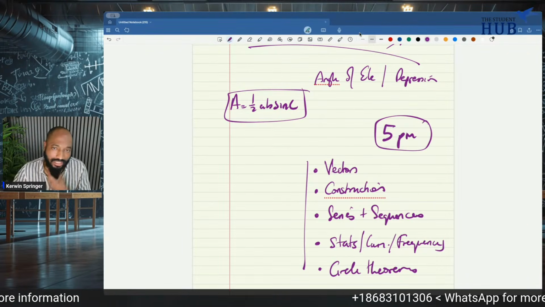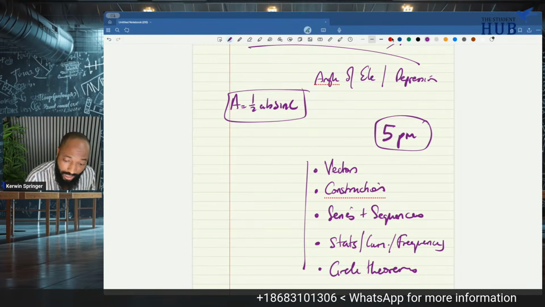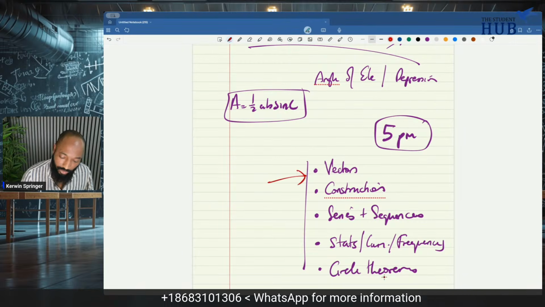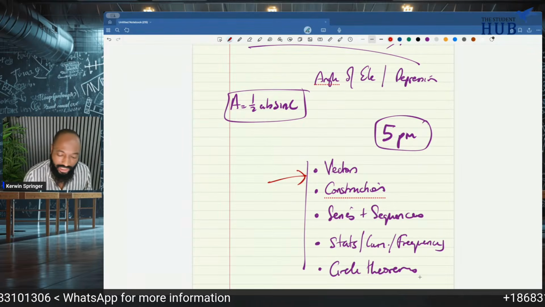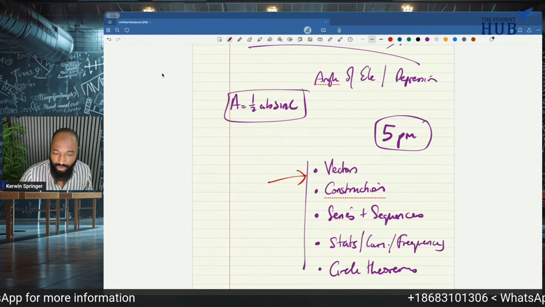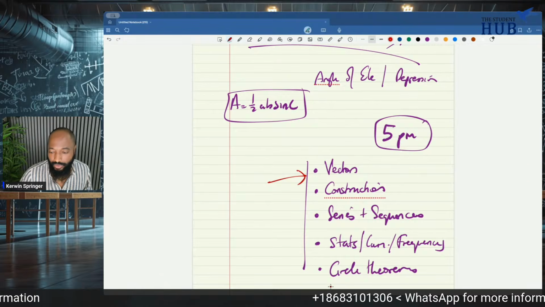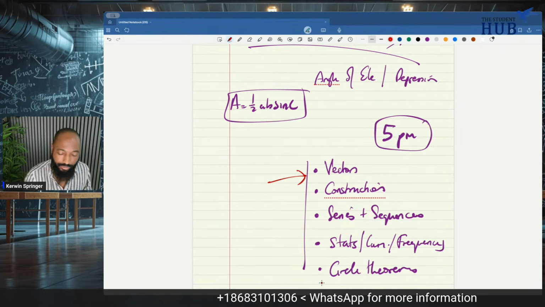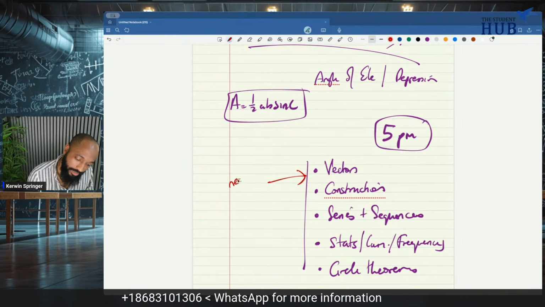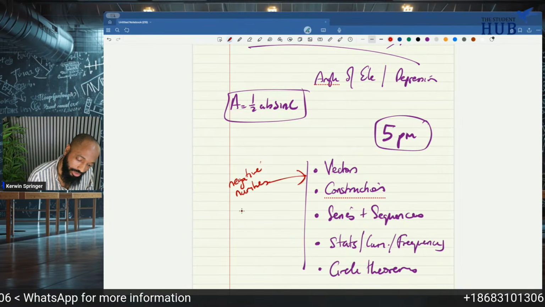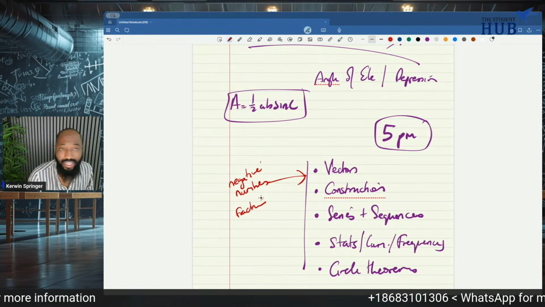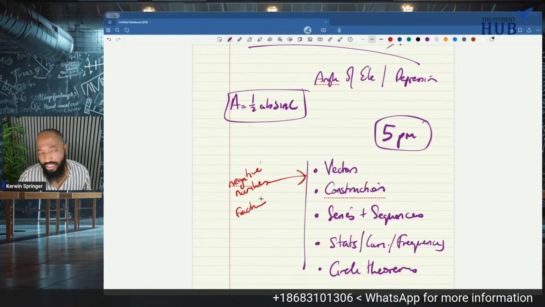So I think one of the things with vectors is that you often overthink what it's about. Now I want to show you that the difficulty in vectors usually just arises from negative numbers and fractions. That's where the difficulty is. Other than that, it's a pretty straightforward, easy concept.